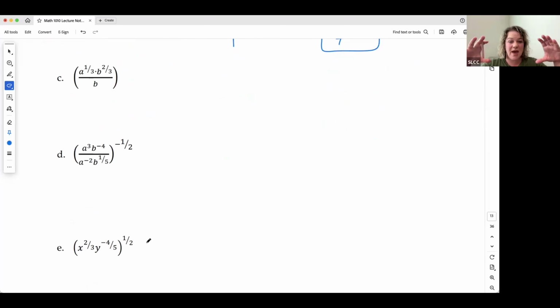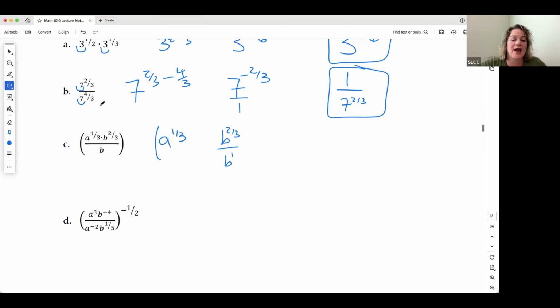If you have a huge mess in parentheses, clean it up first before you worry about exponents on the outside. So this looks like a to the 1/3. Are there any other a's? No, I'm done with the a spot. Now what about b? I see b to the 2/3 over b to the first power. I can do what I did before and just subtract, or I can apply my rule that says move the smaller number and change your sign.